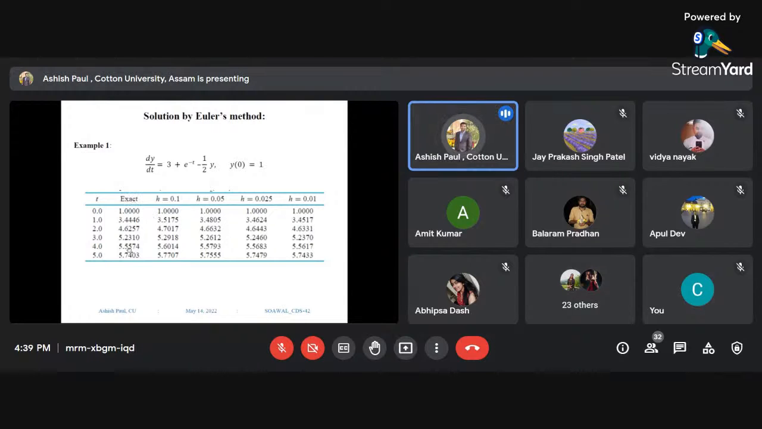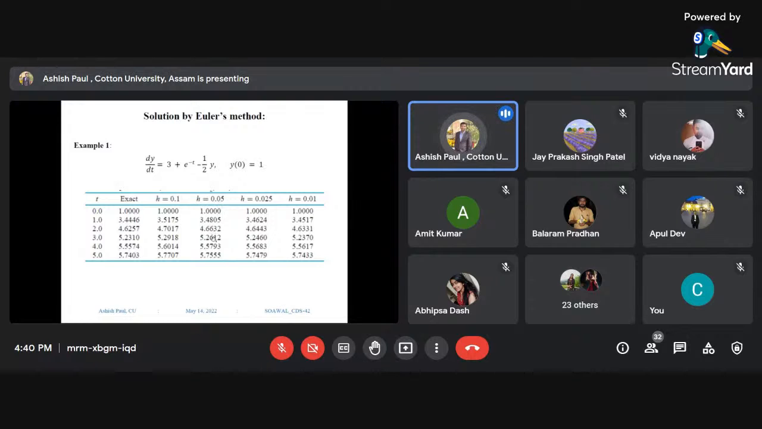So you can see these are the exact solutions, meaning this is the value of the dependent variable. And these are approximated solutions based on the particular method, taking different step sizes. Now observe the last row. At t is equal to 5.0, the exact value is 5.7403. When we take h is equal to 0.1, this is 5.7707. We can observe closely that the result we obtain by this method is correct up to the first decimal place, the first digit after the decimal point.